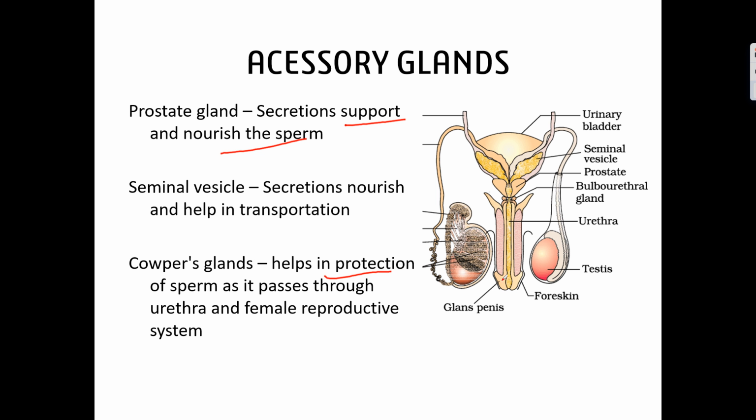Once through the penis, the sperms will enter the female reproductive system, which is acidic in nature. In the acidic environment, the sperm cells will die. So to protect the sperm cells, the Cowper gland secretion will be useful. This secretion is basic in nature, and it will protect the sperms from the acidic nature of the female reproductive system. So these are the functions of these three accessory glands.